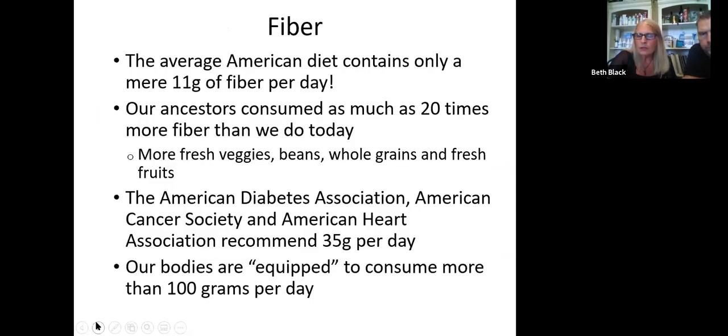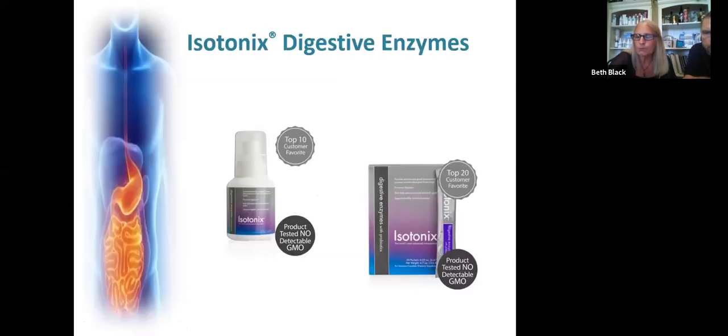One of the things in that 7-day kit is fiber. And why? Because the average American diet contains only 11 grams of fiber per day. Look down here. Our bodies are equipped to consume more than 100 grams per day, and we're getting on average 11, okay? The American Diabetes, American Cancer, and American Heart associations recommend 35 grams per day. We can easily handle triple that. So why are we not getting enough fiber? Because we are marketed junk food, sadly, but it's true.